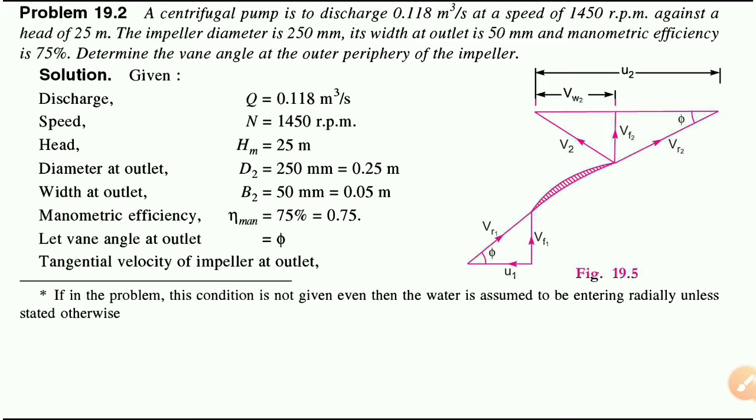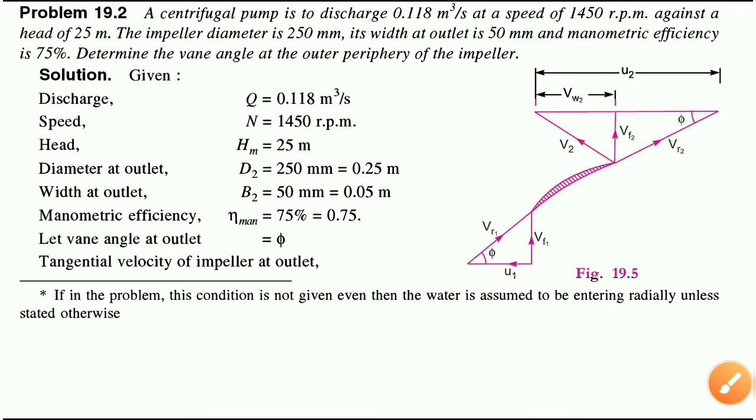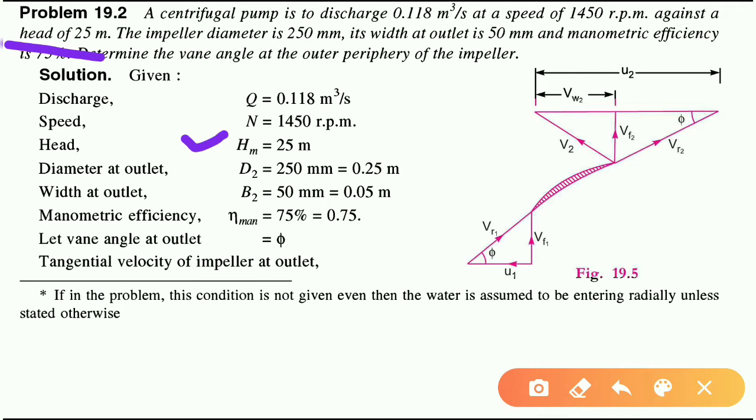So this is the example. So what is given in the example? Firstly we will state that the first line says the pump is discharging 0.118 meter cube per second. So discharge, which is given by Q, is 0.118 meter cube per second. And the pump is running at a speed of 1450 rpm, so capital N is also given, which is 1450 rpm. And also the head on the centrifugal pump, head means it is a manometric head obviously. So manometric head is 25 meter.